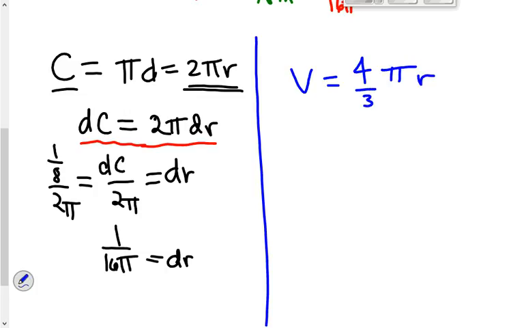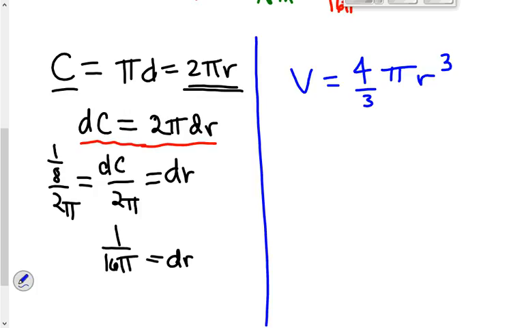Pi r cubed. We need to know those things, guys. Okay. So how am I going to find my error in volume from that formula?